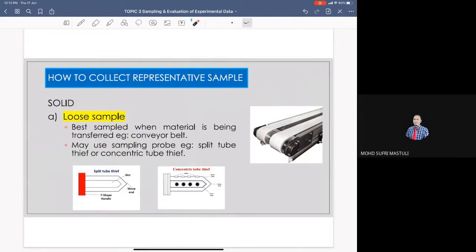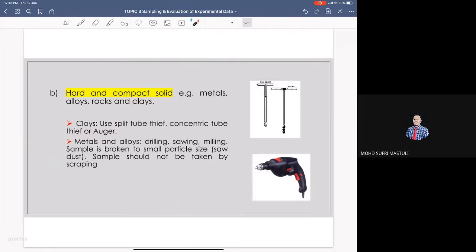If it is solid in loose form, we can use the conveyor, or we can use a thief. Either use a split tube thief or a concentric thief if the sample is loose powder. If we have a very hard or very compact solid sample like metals, rocks, clay, we have to use the right tools in order to collect the sample. In this case, we can use a thief, or we can use an auger.